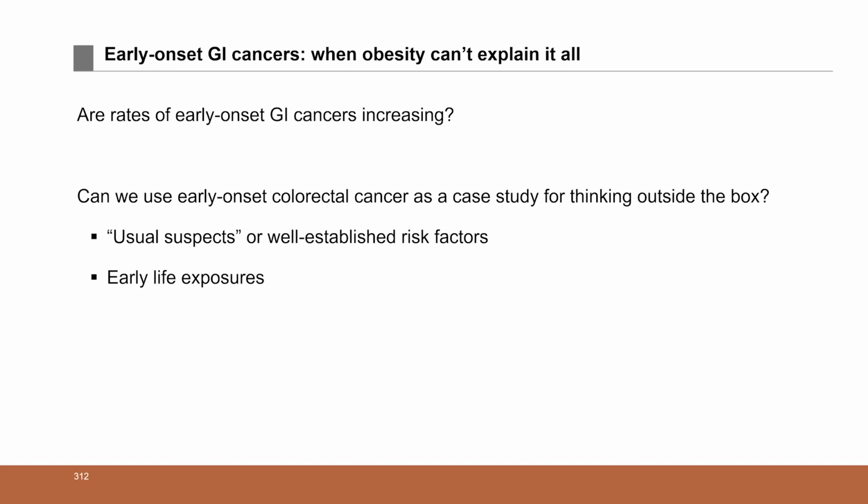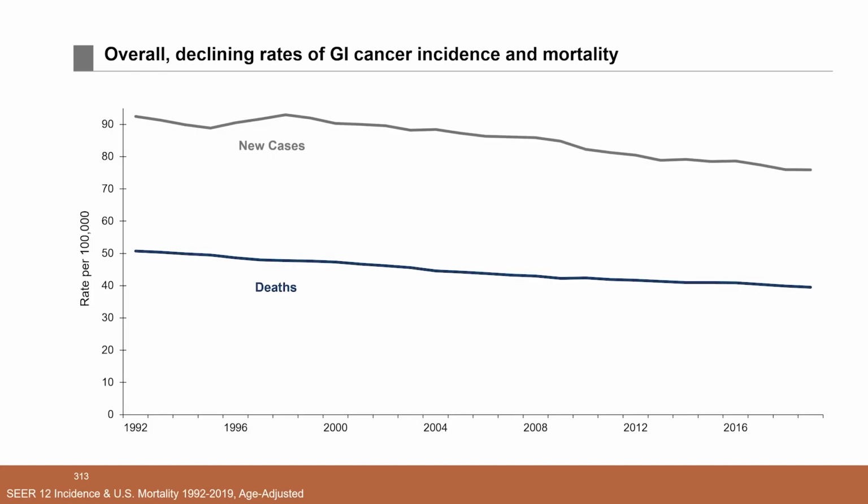So as we get started, I think it's important to remind ourselves of the progress we have made overall in reducing GI cancer incidence and mortality rates. We've seen a steady, again, overall decline in incidence and mortality over the last 30 years or so. In this figure, you can see that both the number of new cases as well as the number of GI cancer deaths has declined since about the early 1990s.